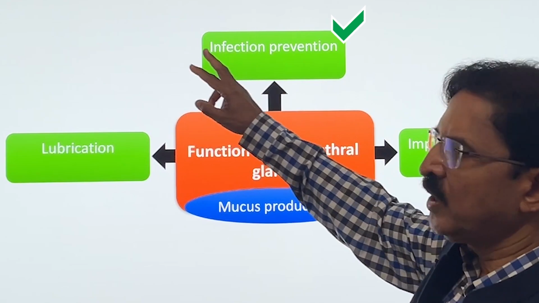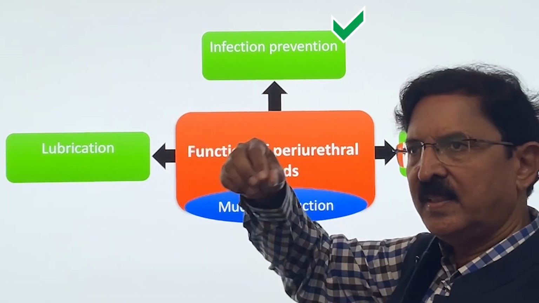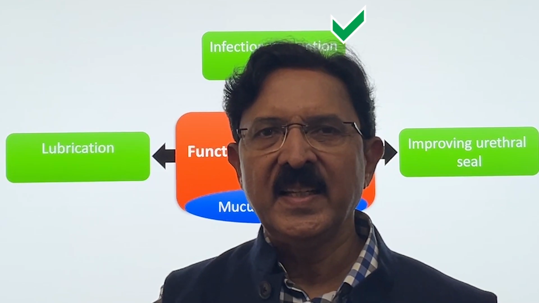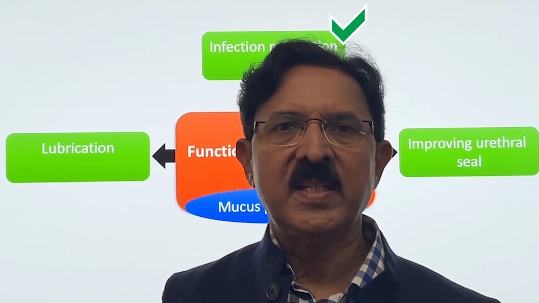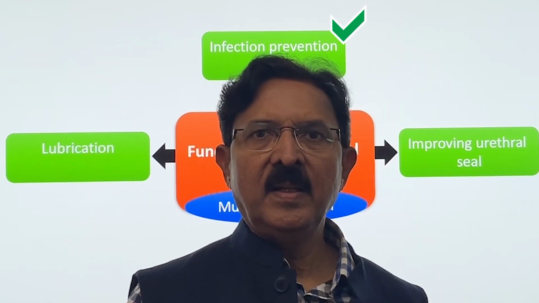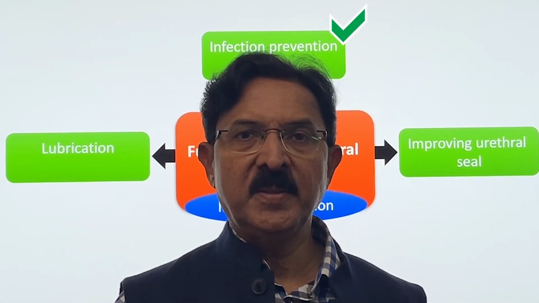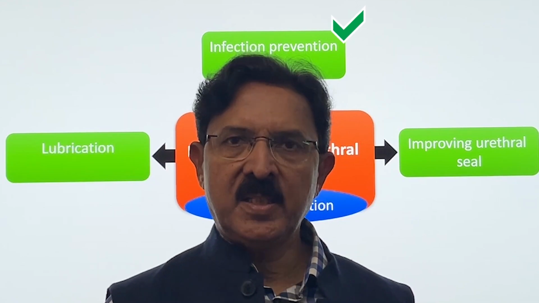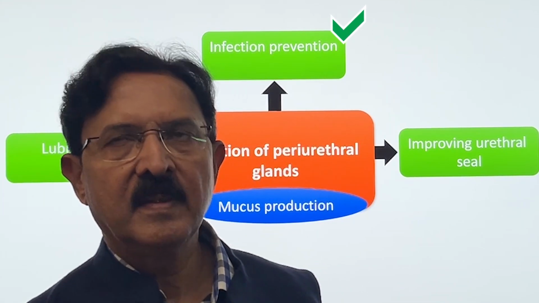Second, this mucus lines the urethral mucosa. So just by virtue of its stickiness, it provides a mechanical barrier to the ascent of bacteria inside the urethra. I told you more mucus is present in the distal half of the urethra. Therefore, the distal urethra has a better guard.